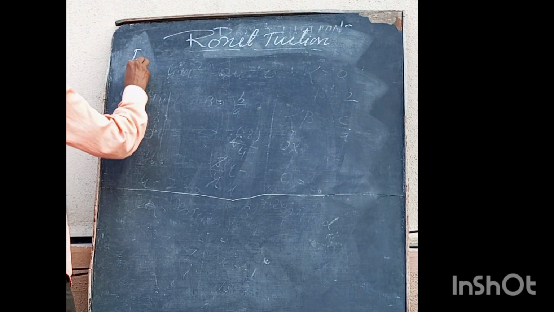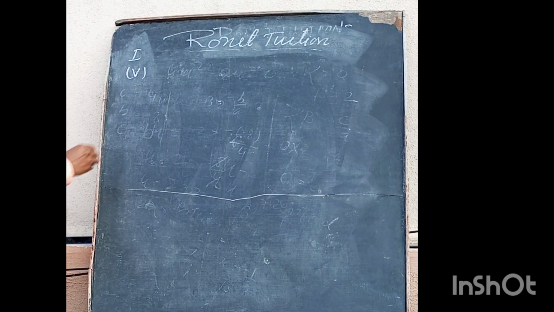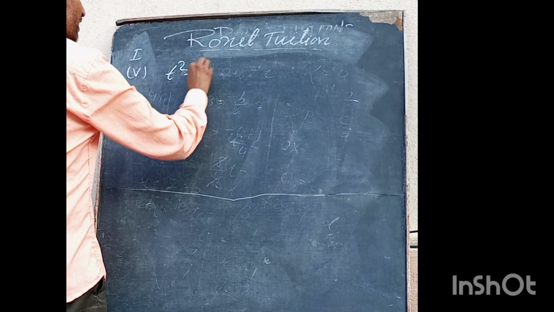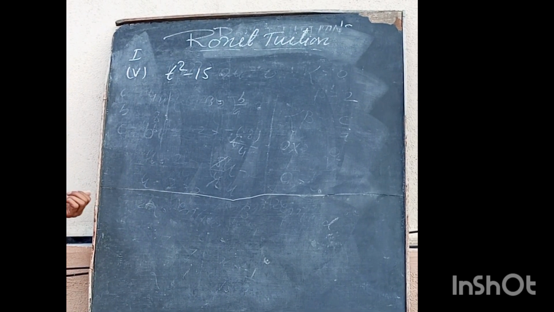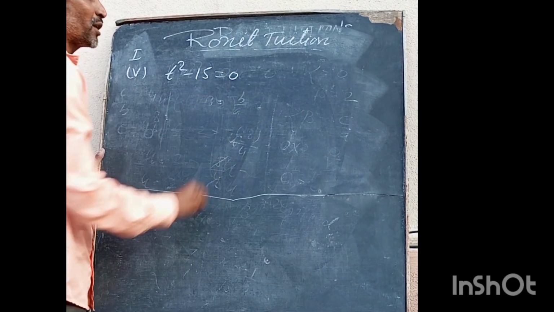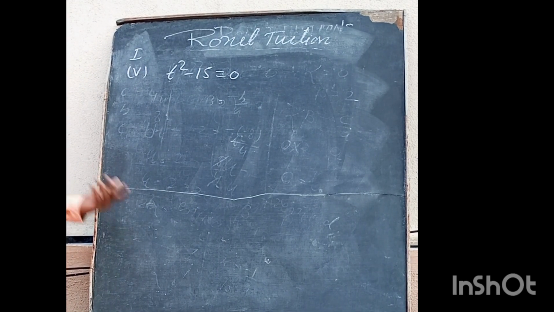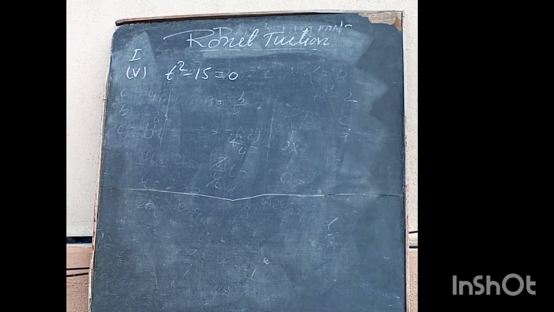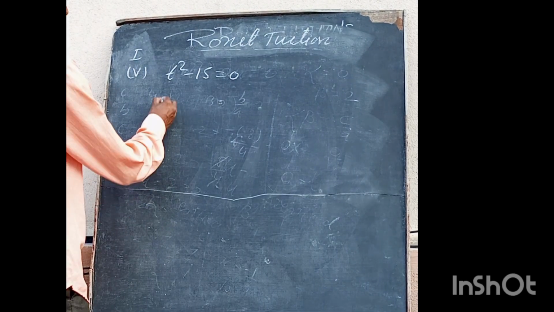First main, 5th question. In the textbook, it is written t square minus 15. It is a quadratic polynomial. If we equate it to 0, then it becomes a quadratic equation. Finding the zeros, then we are going to find the relationship between alpha and beta. We can write it like this also.